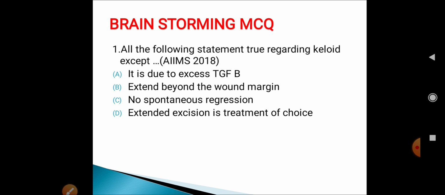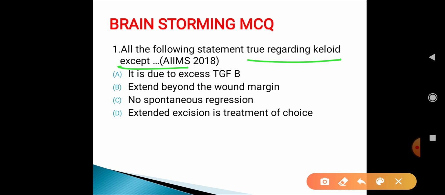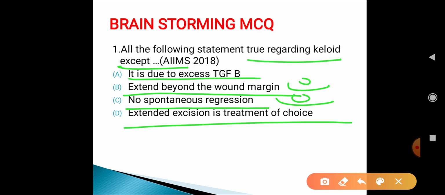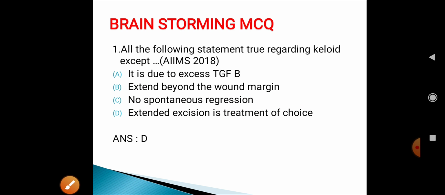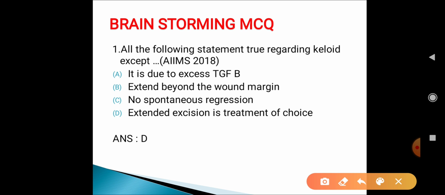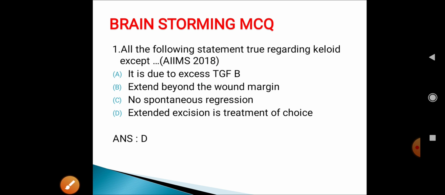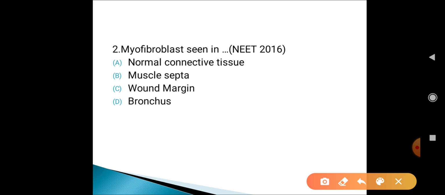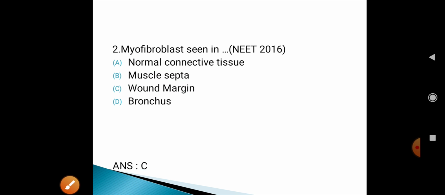of the wound healing. Okay, all the following statements are true regarding the keloid except: it is due to excessive transforming growth factor beta, it extends beyond the wound margin, that is obviously true. No spontaneous regression, again true. Extended excision is the treatment of choice, that is wrong, right? This keloid is because of transforming growth factor beta. We already know that fibrosis is because of transforming growth factor beta, so the answer will be D. Okay. Second, myofibroblast is seen in wound margin, muscle septa, connective tissue, or bronchus. Obviously, it is seen in secondary intention wound healing, so it will be seen at the wound margin.